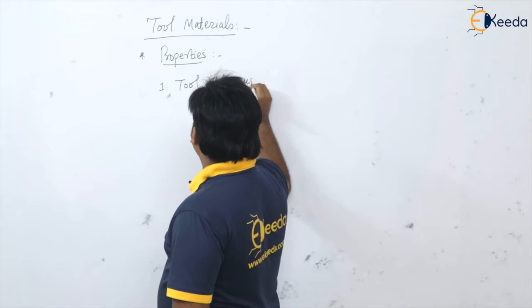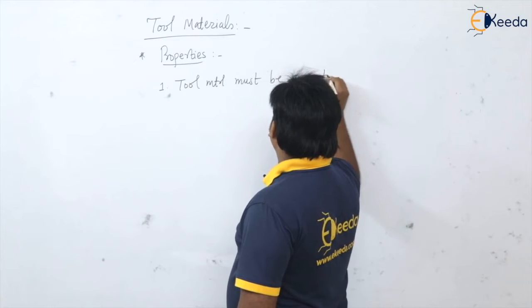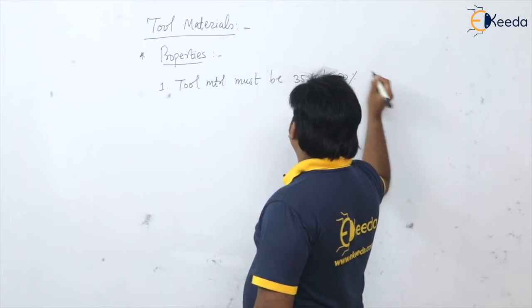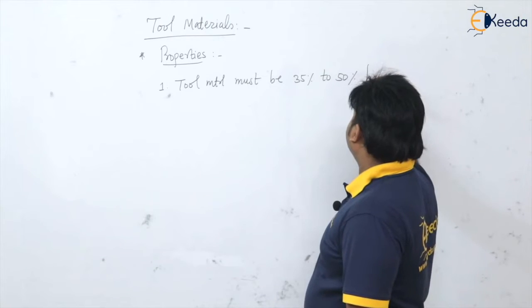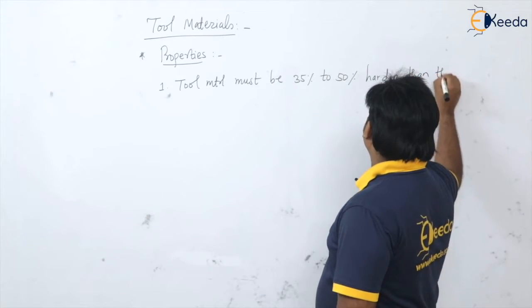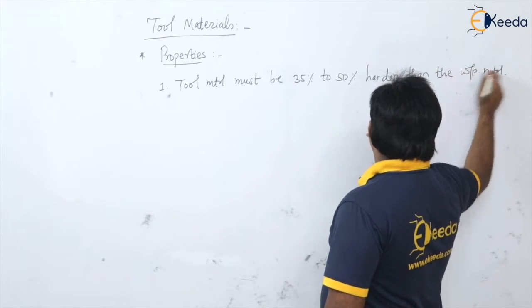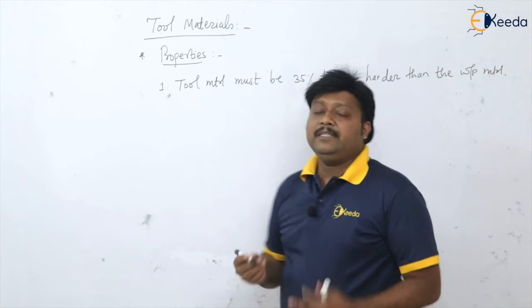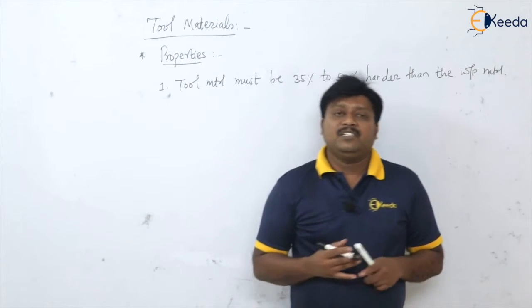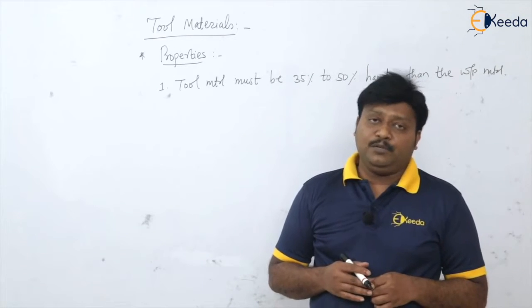Okay, so the very first important property is that the tool material must be 35% to 50% harder than the workpiece material, isn't it? So very important. So the tool material must be 35 to 50% harder than the workpiece material. That is the very first property.